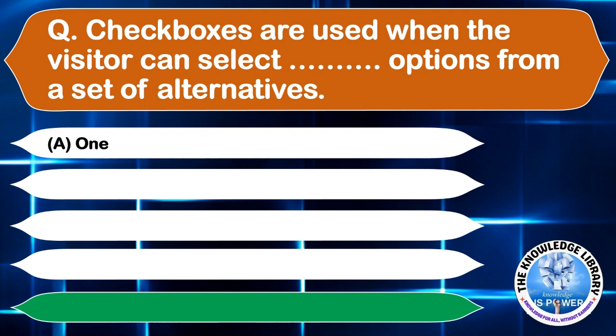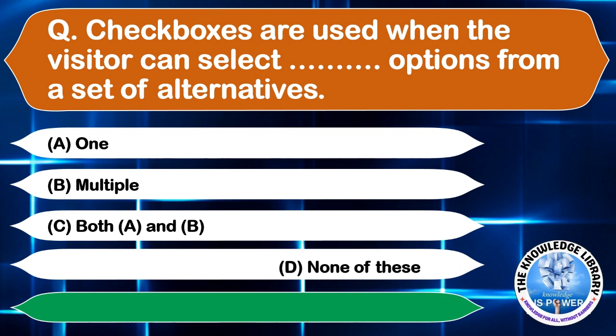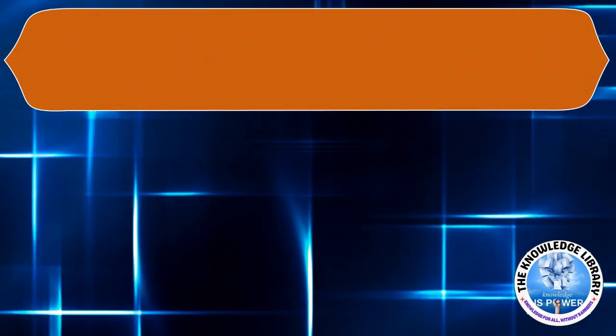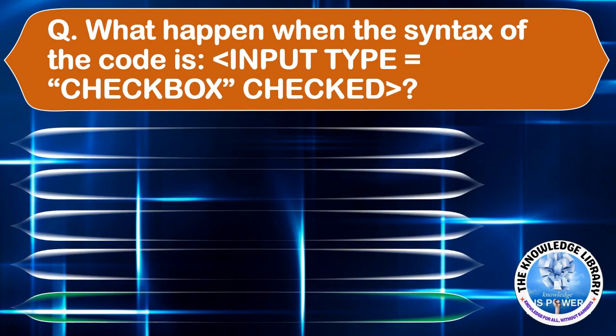The next question is, checkboxes are used when the visitor can select dash options from a set of alternatives. Option A, 1. Option B, multiple. Option C, both A and B. Option D, none of these. The correct answer is option C, both A and B.